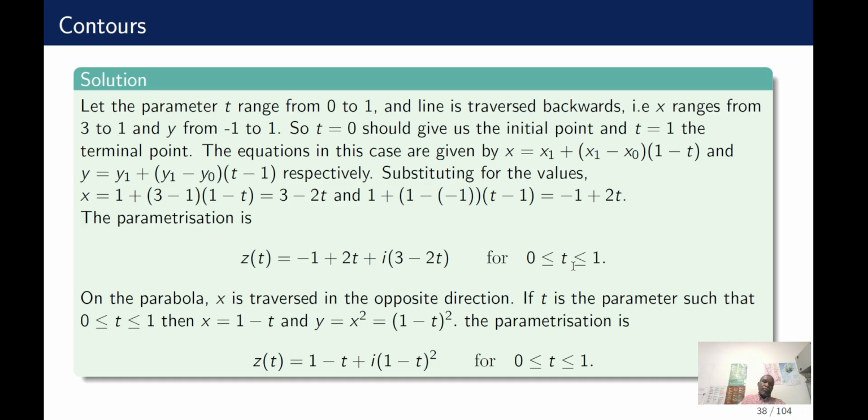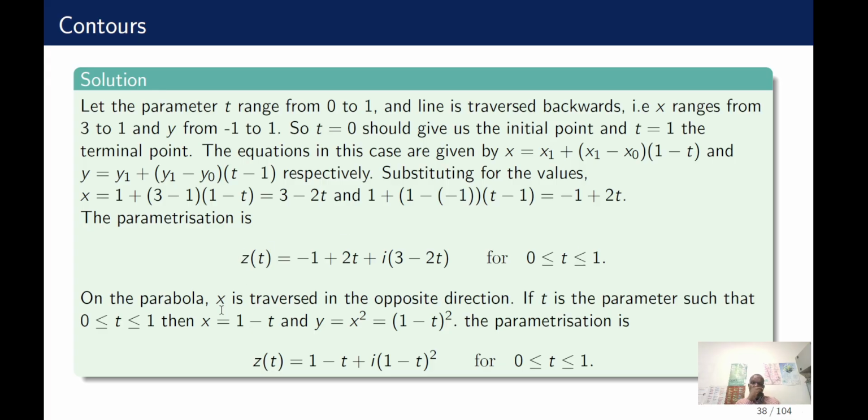We would have used the same, but you are remembering the fact that x is changing from 3 to minus 1, going backwards. We would have used that. But this one is a convenient way of doing this. Usually we prefer using a parameter between 0 and 1. It makes life easy, as we'll see later on.